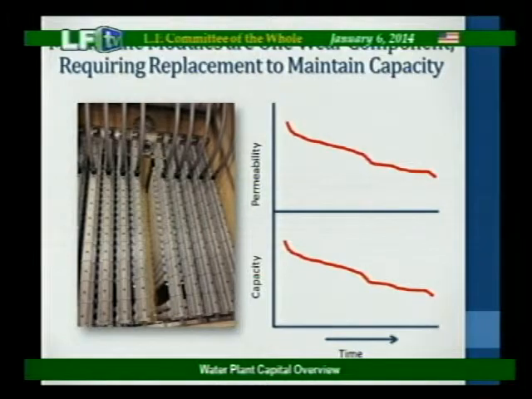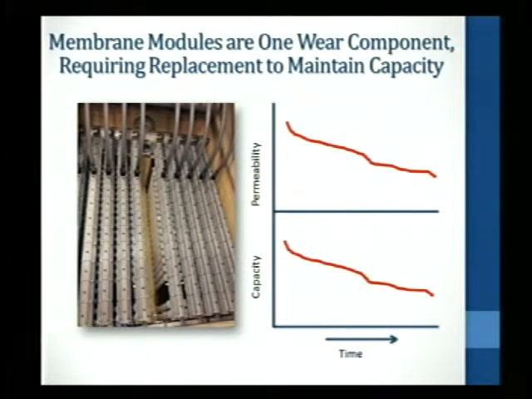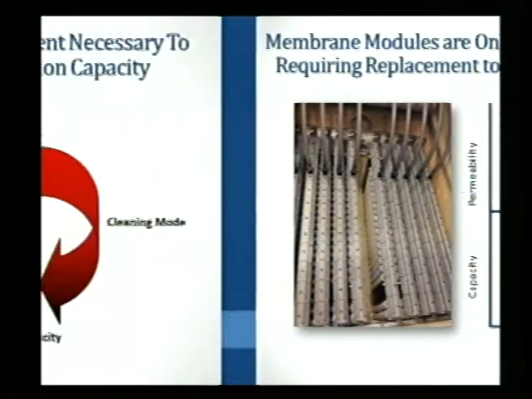The membrane modules are one wear component as part of these membrane systems, and the modules do require replacement to maintain production capacity. I'll just show a picture of some example membrane modules there on your left. Over time, we can see in the charts to the right that as the membranes foul or the permeability decreases, the overall capacity of the water plant generally decreases as well. And that's what really drives the replacement of the membrane modules.